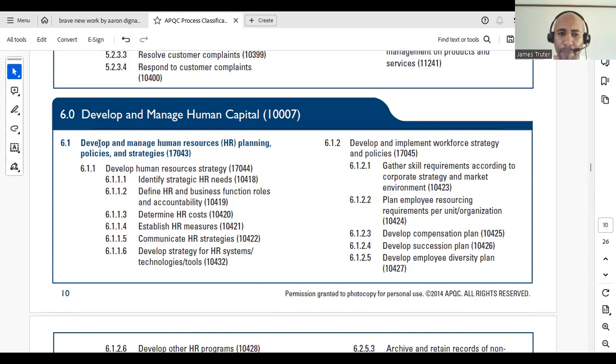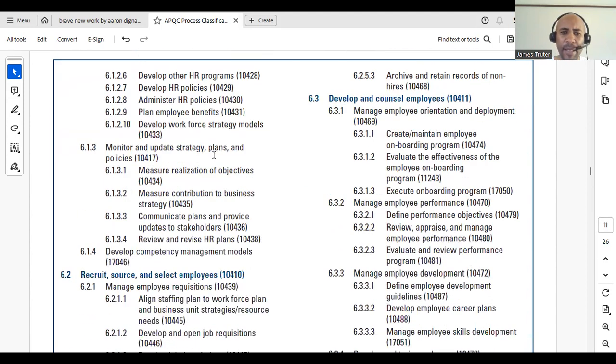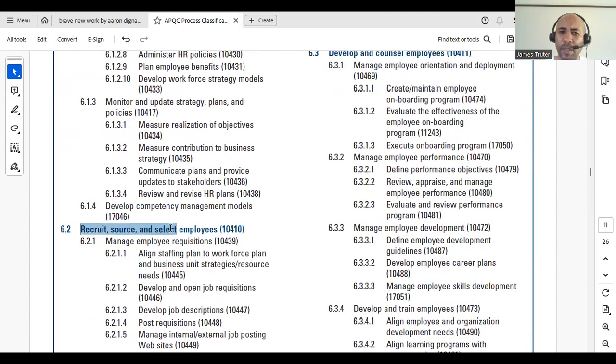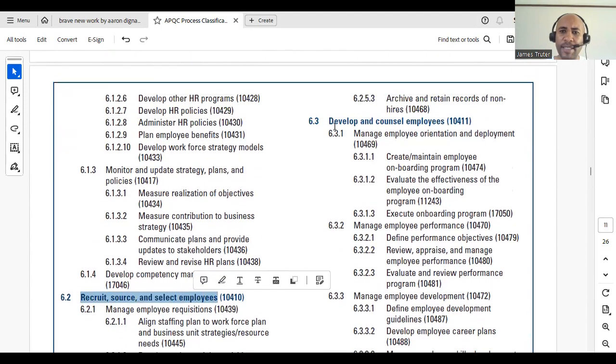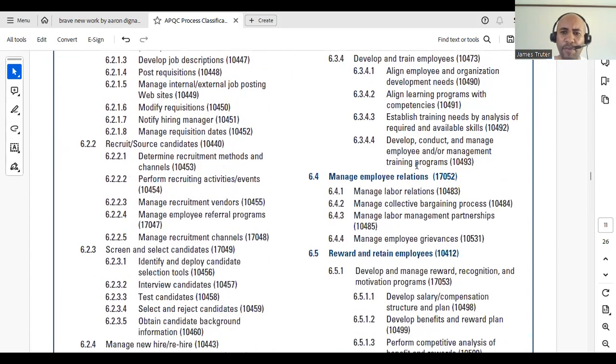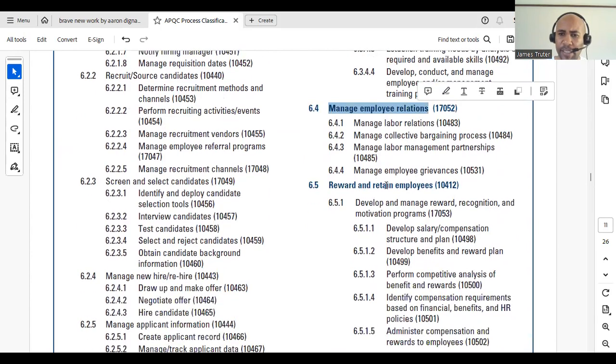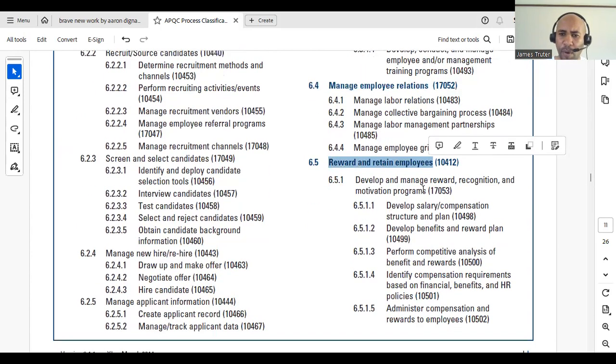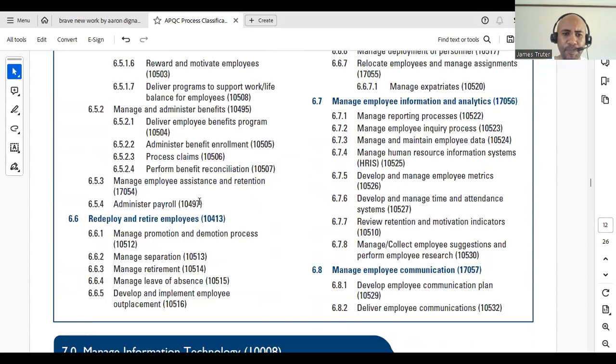So in human capital, as per the APQC, the highest level of human capital decomposition is develop and manage human resources planning. Then there's a 6.2, recruit, source, and select employees. There's a 6.3, develop and counsel employees, and so forth and so forth. Labor relations is the 6.4, 6.5 is reward and retain employees.